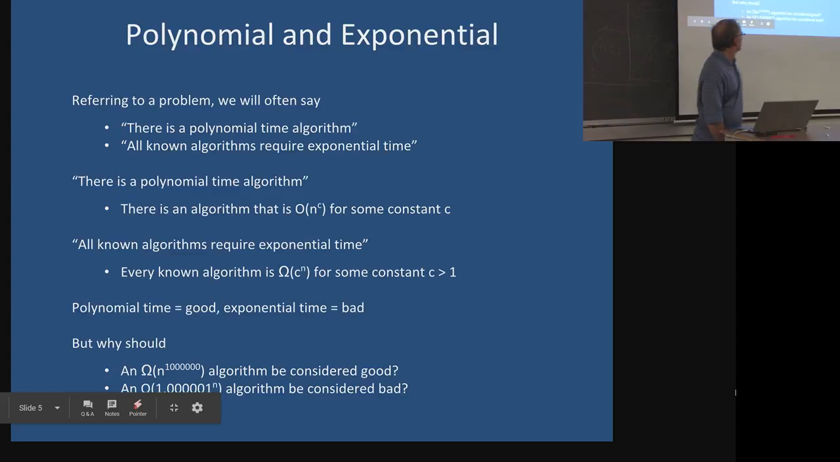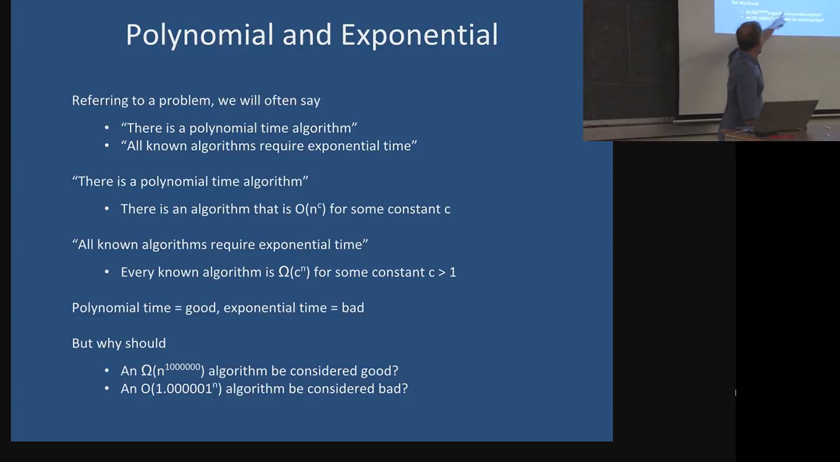But why should this be considered good and that be considered bad? In practice, you would certainly prefer that algorithm over that one. This is massive. This is tiny. Now, it turns out if you make n big enough, yes, this will eventually overtake that in terms of time. It'll take longer for this than that. But, you know, I could add many more zeros here and many more zeros there. Where do we get off saying polynomial good, exponential bad?